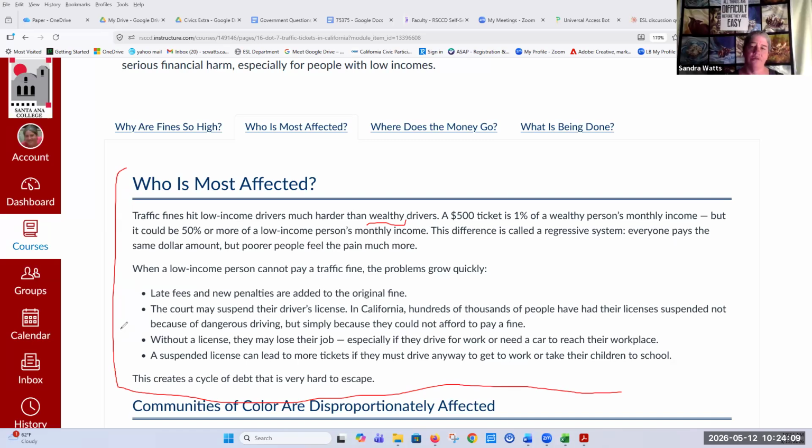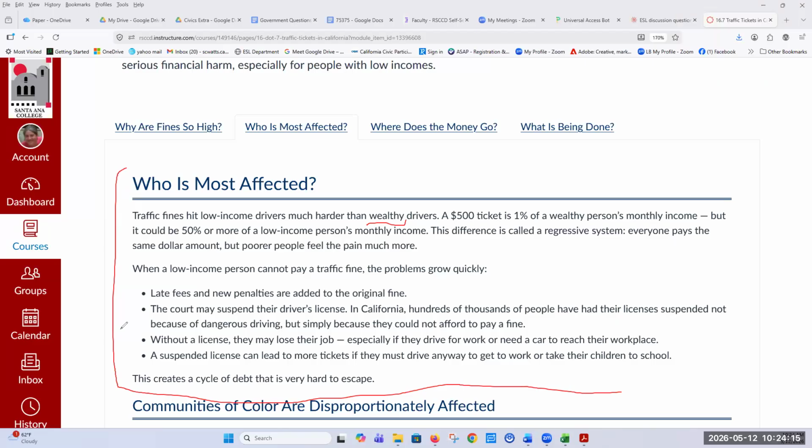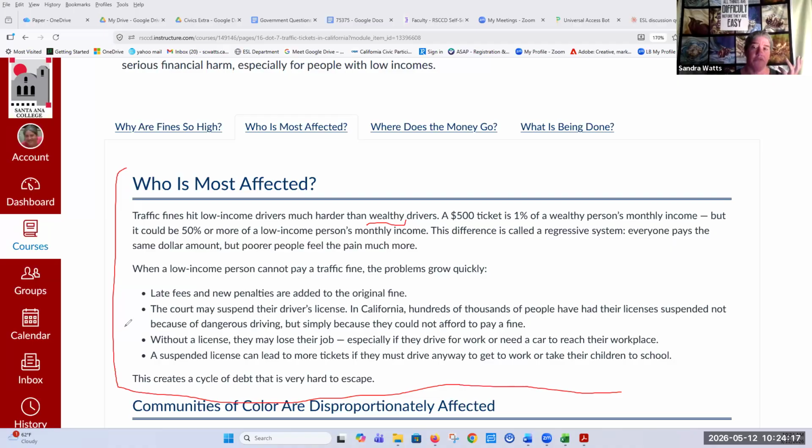All right. So this is the big problem. If you have lots of money, it's easy to pay a traffic ticket. If you don't have lots of money, it's very hard, very expensive. All right. Questions on this section? Pronunciations, vocabulary, not sures.